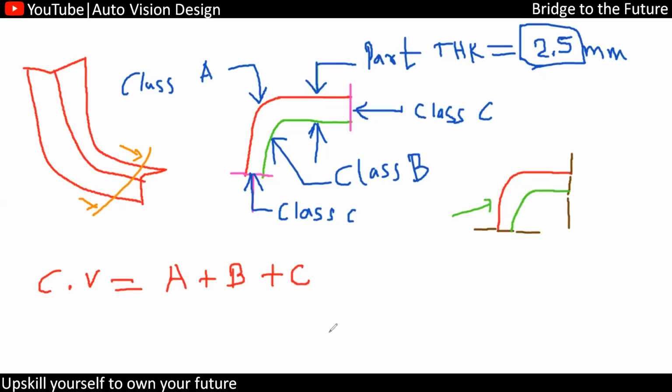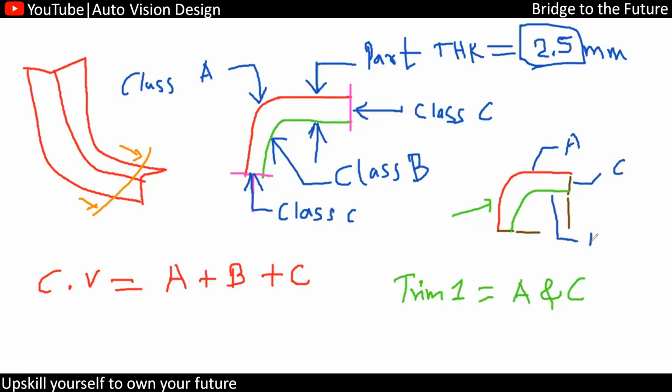So here, first of all, we need to do the trim. Trim 1 will be with respect to class A and class C. Here you can find we can trim first, we have class A. This is class A, this we have class C, and this we have class B.